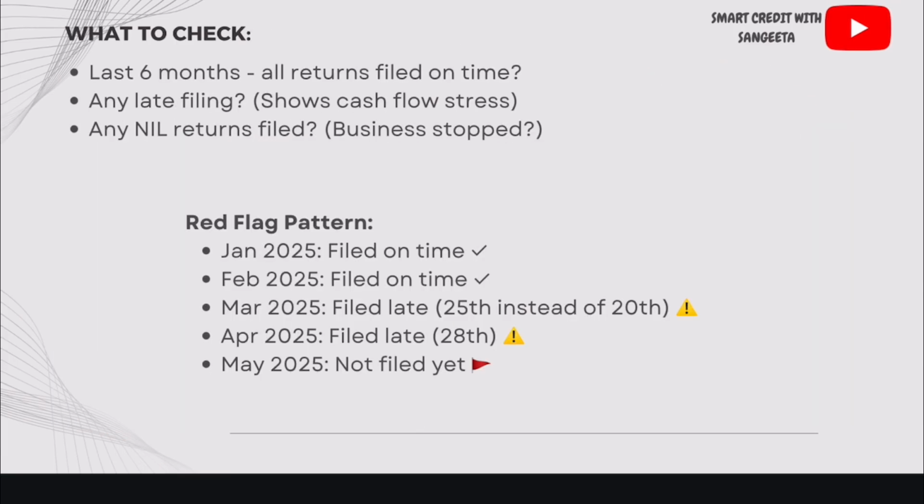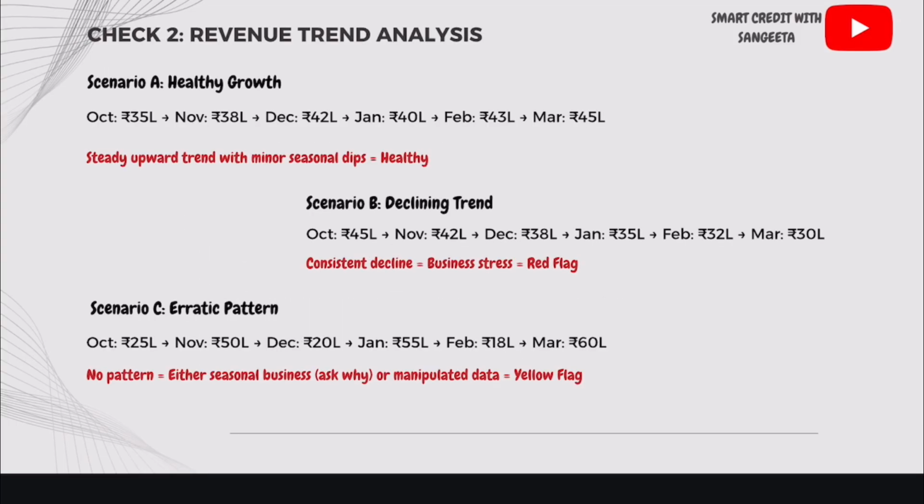Now let's go to check number 2. Sorry, revenue trend analysis. Now I have taken here three scenarios. First is healthy growth, then declining trend, and then erratic pattern. To understand it easier, you can pull the data of 6 months, make an Excel sheet, and then check it. So let's go to healthy growth.